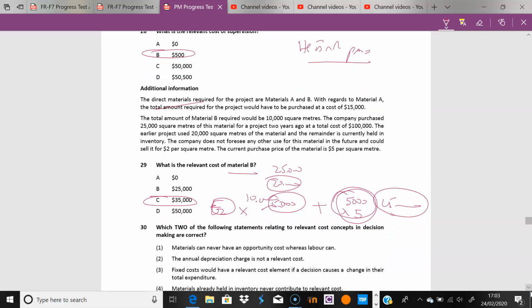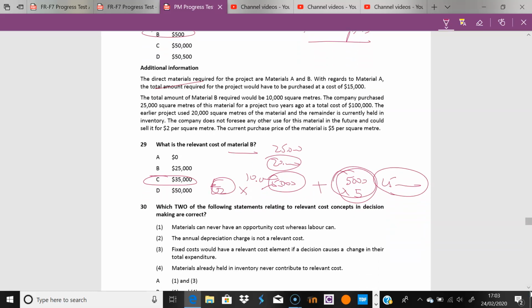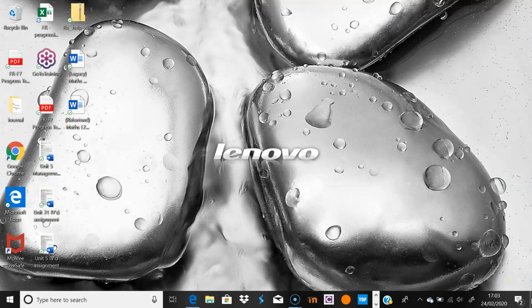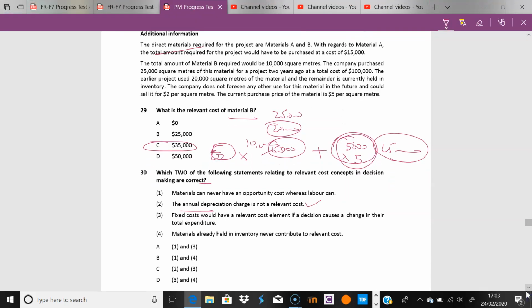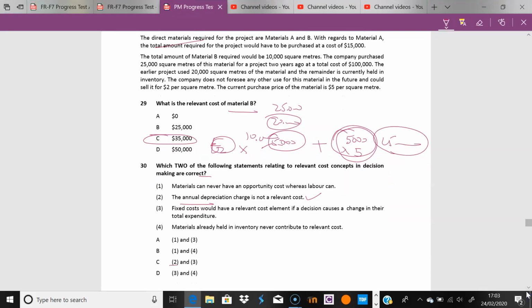And then finally, which of the two are correct? First of all, annual depreciation charge is not a relevant cost. That is very correct. By process of elimination, I'll go through them. You can see that 2 is the only thing. There's already 2 which is correct, so it means that definitely 3 is correct. Materials can have an opportunity cost. So when we can sell something, it means that it does have an opportunity cost.